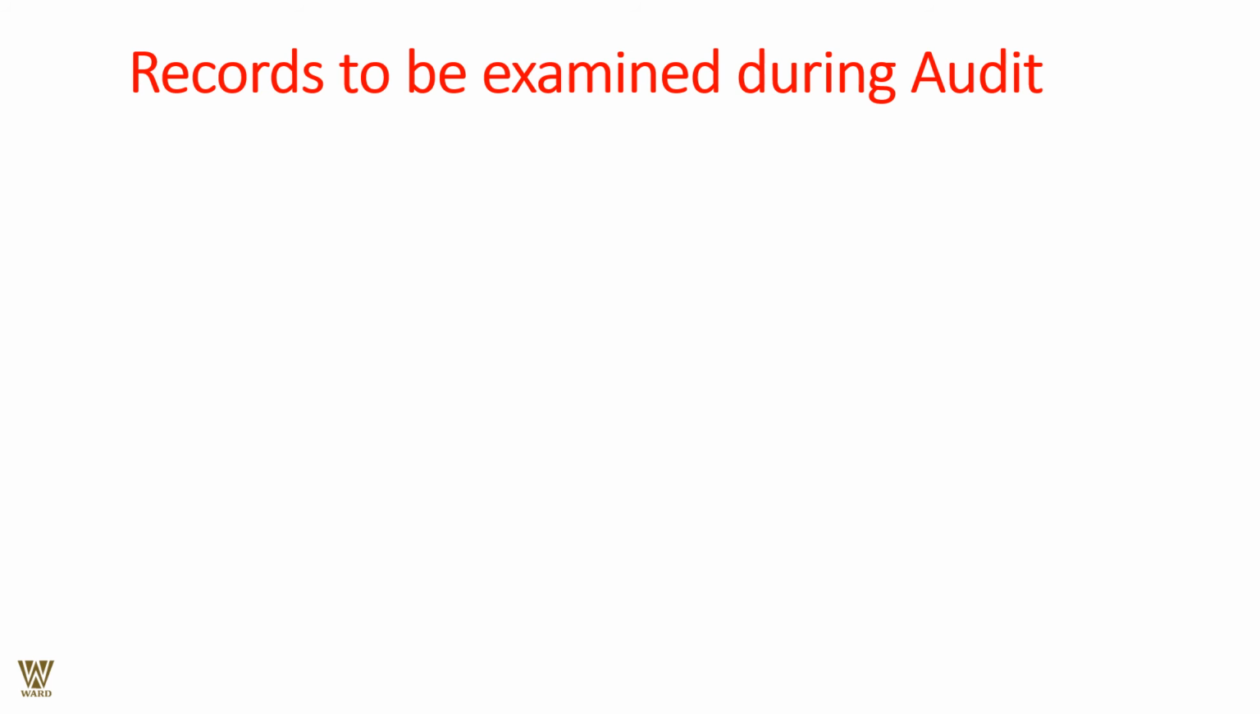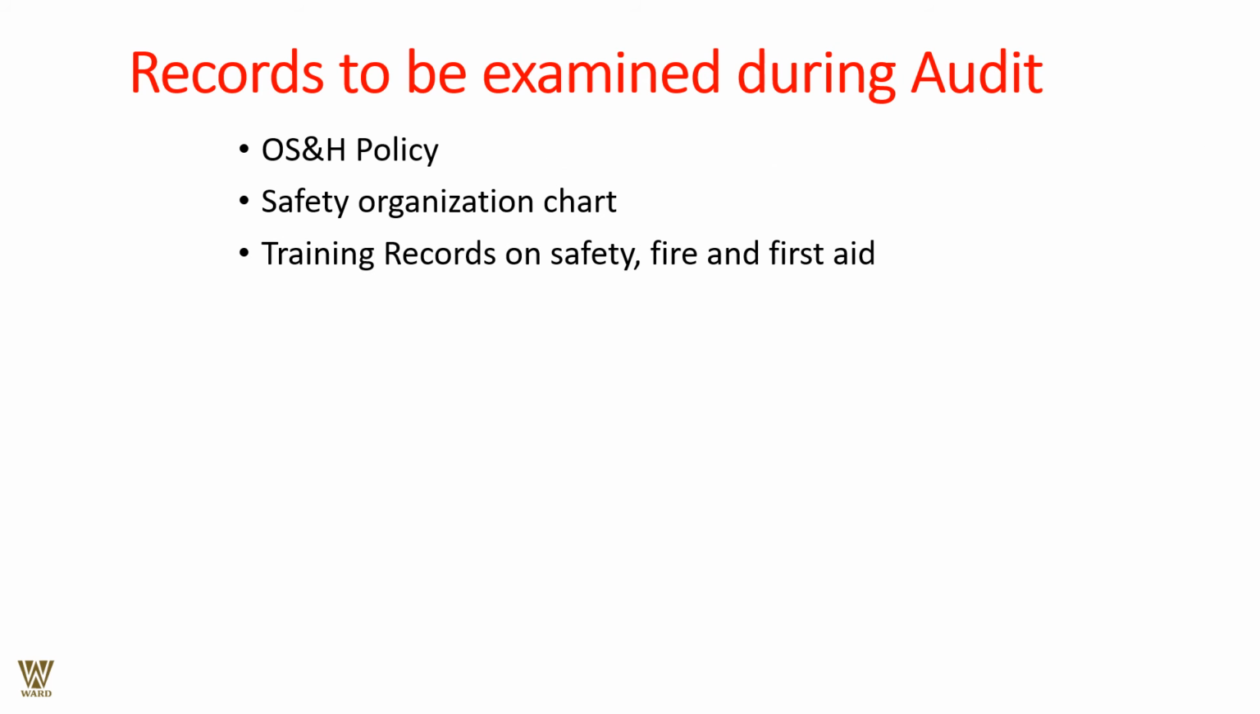Yes, the records to be examined during the audit, all the check boxes, all should be ticked in the correct fashion. As far as occupational safety and hazard policies, the safety organizational chart: who is responsible for which area, what are the supervisors, what are the safety officers assigned, and in cases of emergency, what standard operating procedures need to be followed around it.